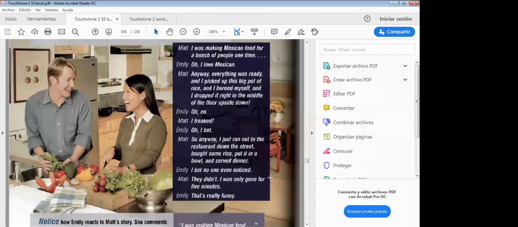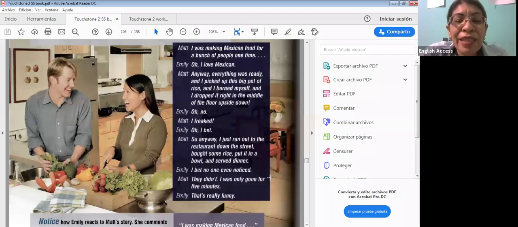That's really funny. Excellent. Okay, well, if you pay attention here during the conversation, Matt is telling a story, and as you can see, Emily is using some expressions to react to that story. Can you tell me the expressions that you find in which she is reacting to Matt's story?